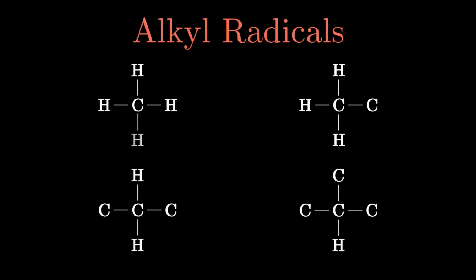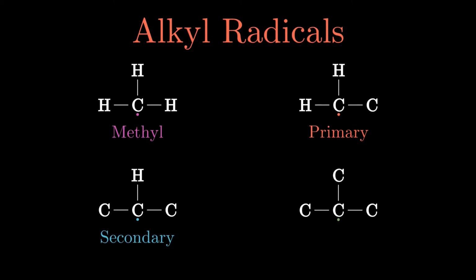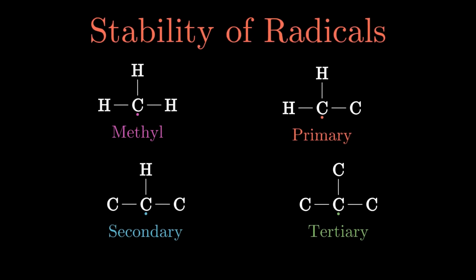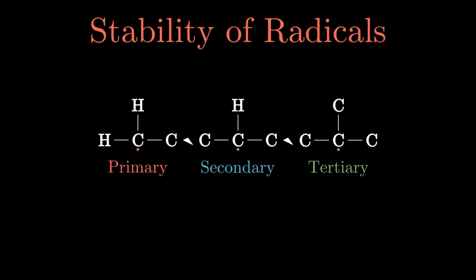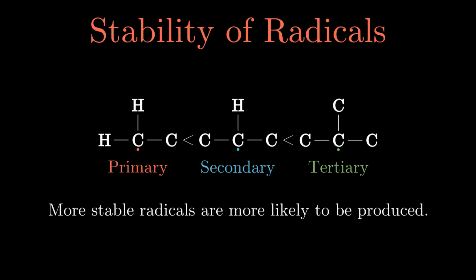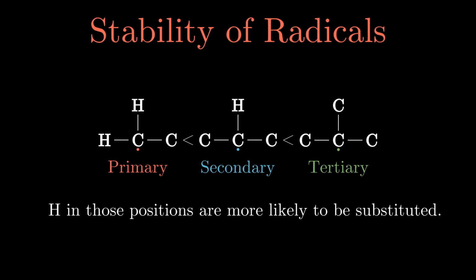To understand the result, we first need to look more closely at alkyl radicals. Methyl radicals are when the lone electron is on a carbon atom bonded only to hydrogens. If this carbon with the electron is bonded to one other carbon, it is considered a primary radical. If it bonds to 2 others, it is secondary, and if it bonds to 3 other carbons, it is tertiary. In terms of stability, methyls are so unstable we don't even consider them, and primary radicals are the least stable, while tertiary radicals are the most stable. The more stable radicals are easier to form, and hydrogens in those positions are more likely to be substituted.